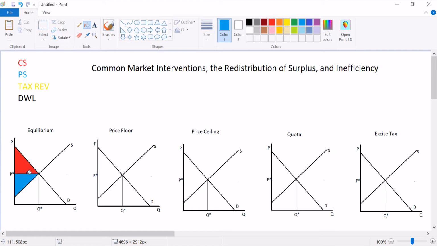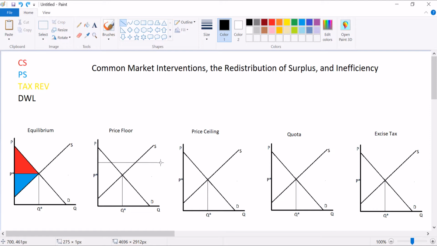Producers, everything below their price but above their opportunity cost of production is extra willingness to sell, is producer surplus, which is a lot like profit. But again, remember, it ignores fixed costs, so it's not the same thing. So there you have it. There's the efficient equilibrium outcome.